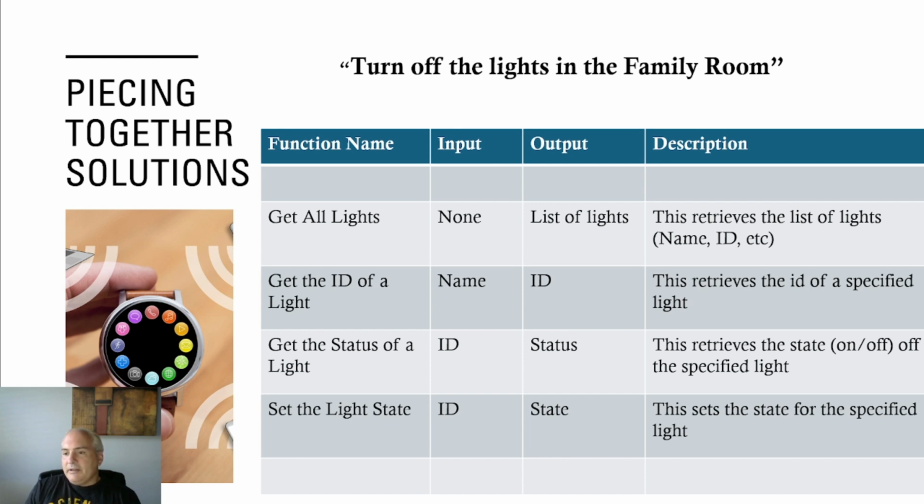So I have four functions. Get all lights, get the ID of a light, get the status of a light, set the light state. And you'll notice that some of them have different inputs. So, for example, if I want to set the light state, I need the light ID. To get the light ID, I need to call this with the name to get the ID to then pass to the set light state. So keep that in mind as we go through the demo.